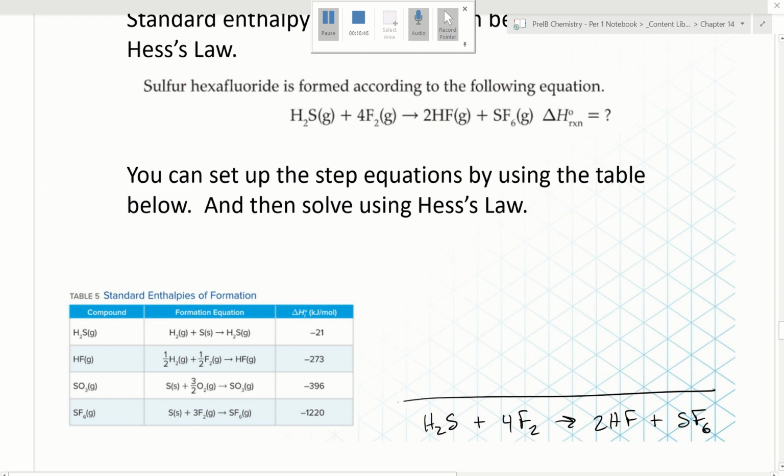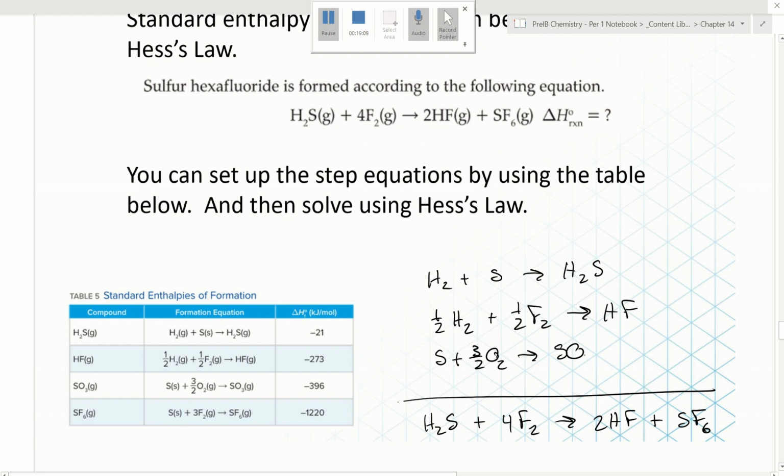And so I can actually set up the other equations. I can say H2 plus S yields H2S. I can say 1/2 of H2 plus 1/2 of F2 yields HF. I can say S plus 3/2 of an O2 yields SO3, and S plus 3F2 yields SF6. So I've got my 4-step equation, so now I can start flipping them.